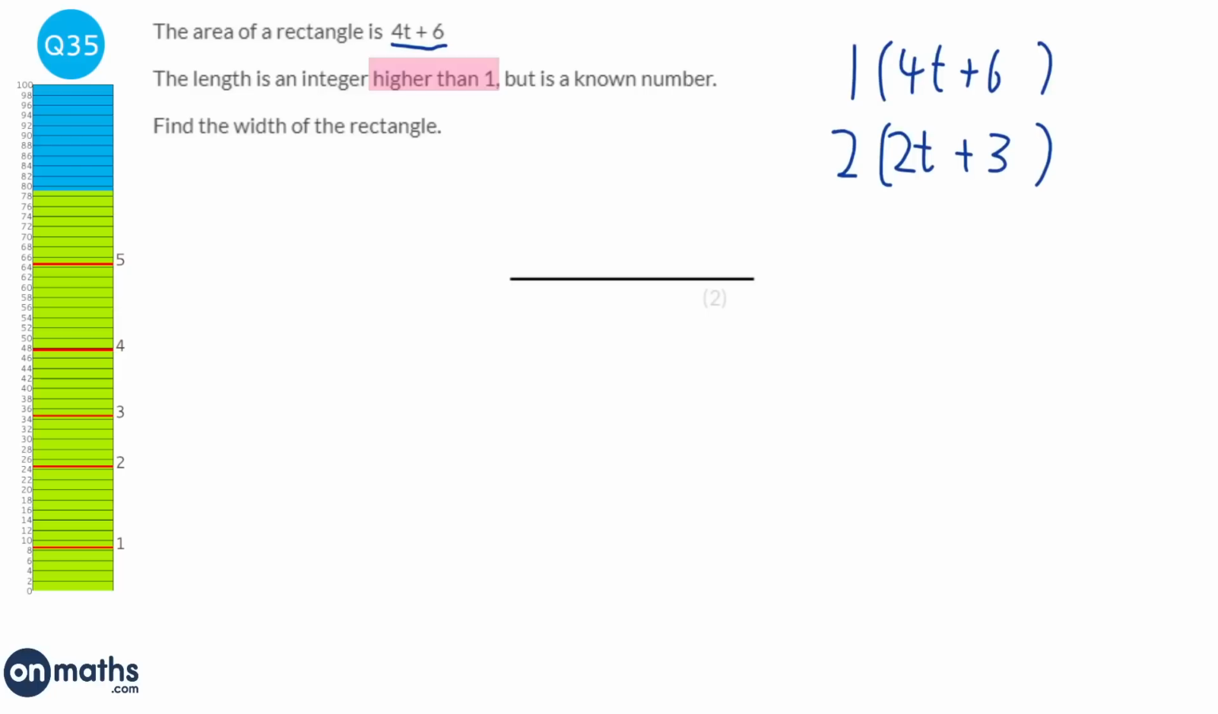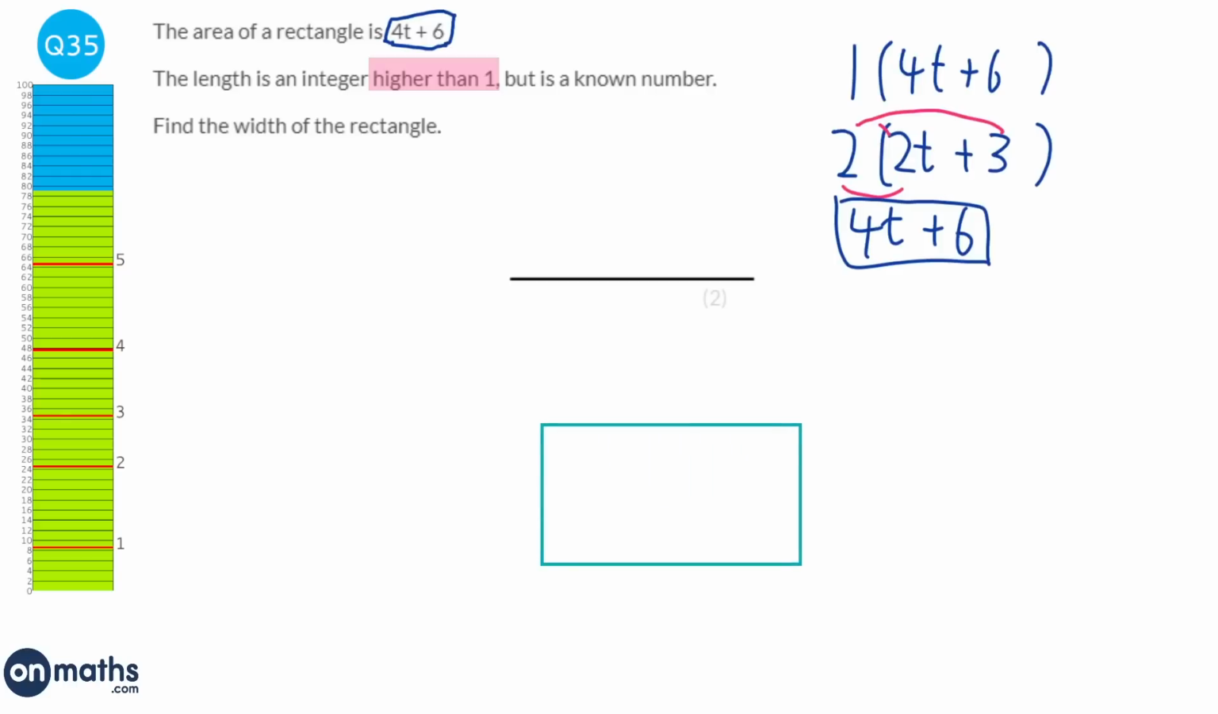So we can check that with smiles and rainbows. Put all my times down there to remind me to times it. 2 times 2t is 4t, 2 times 3 is 6. So that works because that is the same as in the question. So we know that 2 times 2t plus 3 works. In fact, it's the only one that works with it being an integer. So the known side, because it says it's a known number, is 2, and the other side will be 2t plus 3. When you multiply them together, you get the area of 4t plus 6.